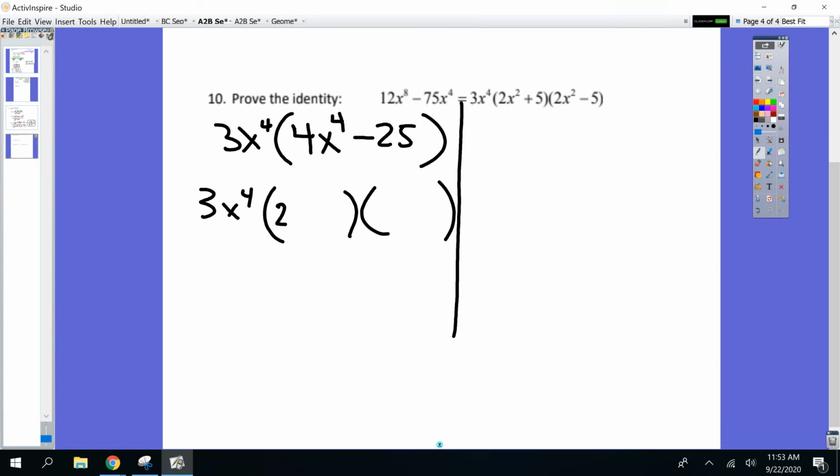2x squared. Good, got to be squared. 2x squared, and then how about the 25s? Plus 5 and minus 5. Good job. Let's take a peek. Do they match now? Yep, right side, left side match. So remember, just write equals. And I'm just going to bring that down to show that they are equal to each other.